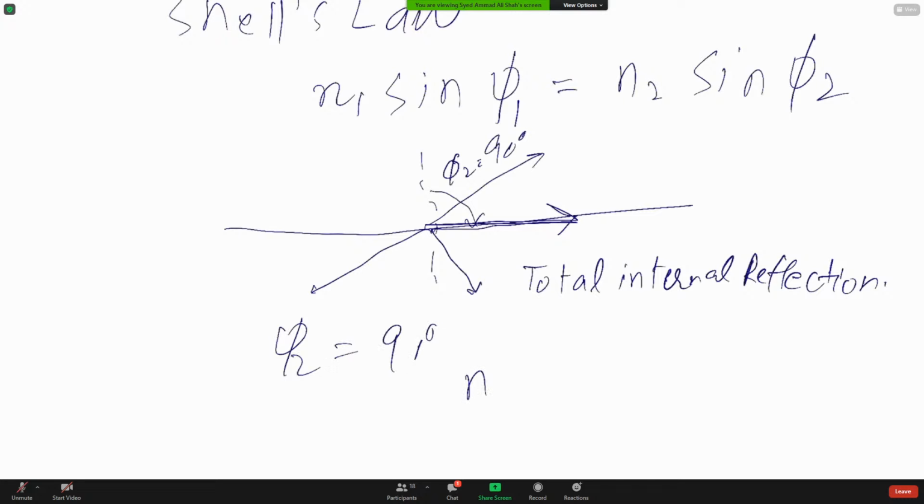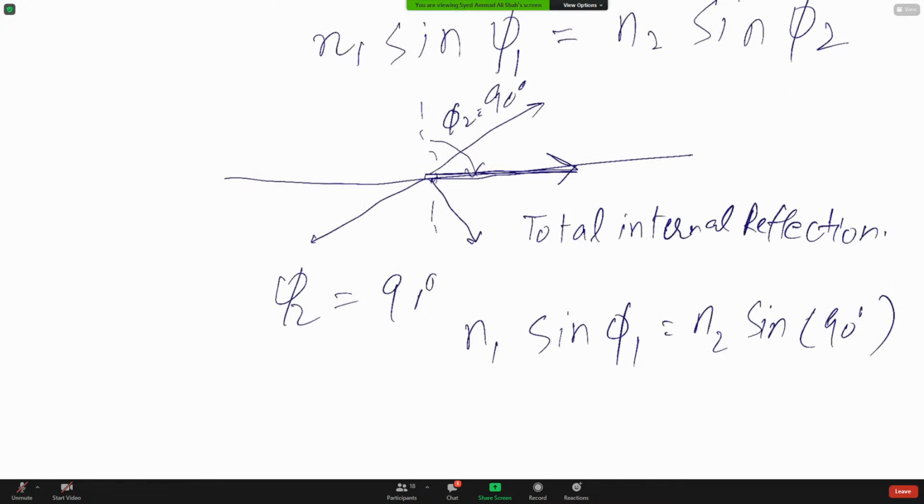Let's put in this formula: N1 sine phi 1 is equal to N2 sine 90 degrees, which means this phi 1 is called the critical angle. It means that at this angle you will have total internal reflection and the whole light is staying inside the fiber, not going out. Okay, I just wrote the expression.